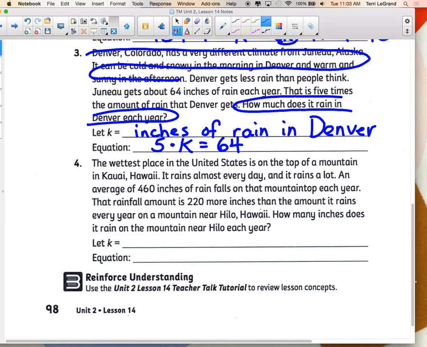Did anybody think they know another equation that we could use? 64 divided by 5 equals k. Isn't that what we just did? Didn't we say, how could we figure out how much rain Denver gets? Take 64 and divide it by 5. Yeah, that one works too, doesn't it? Good job, Sylvia. Anybody have another one yet?